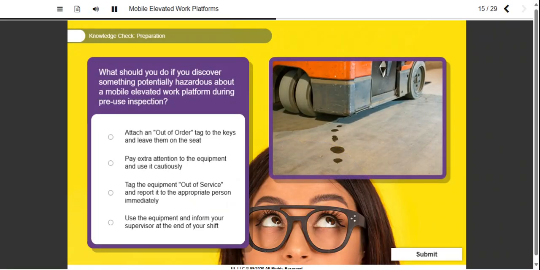What should you do if you discover something potentially hazardous about a mobile elevated work platform during pre-use inspection?